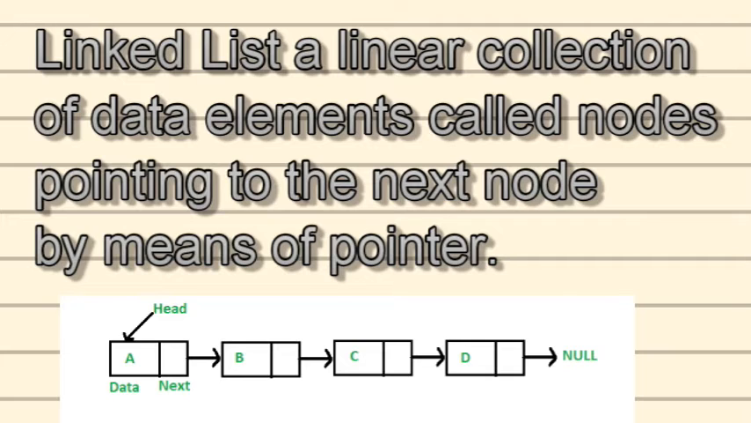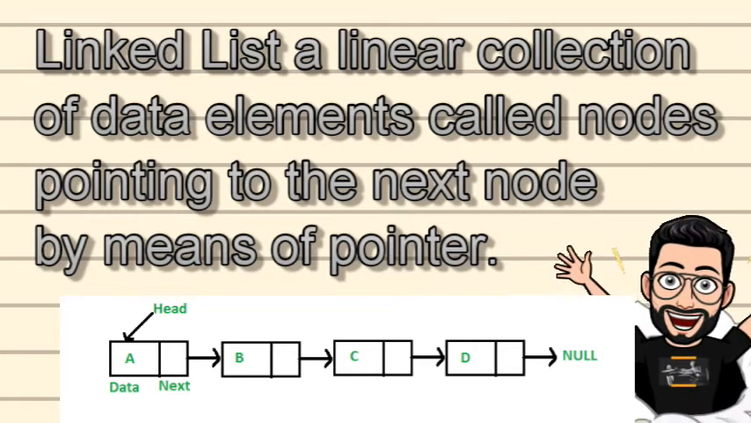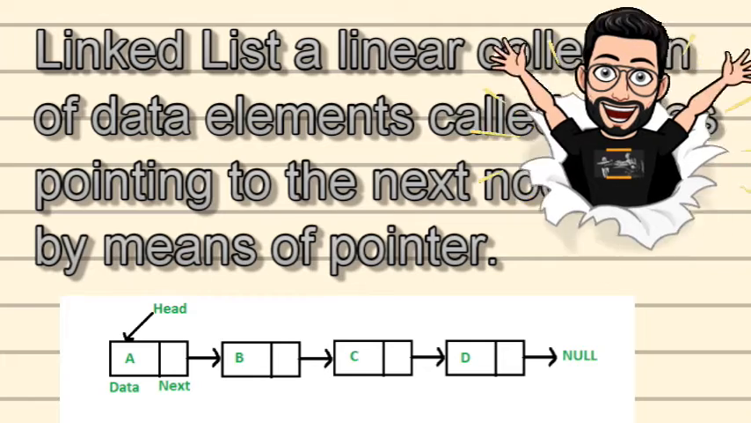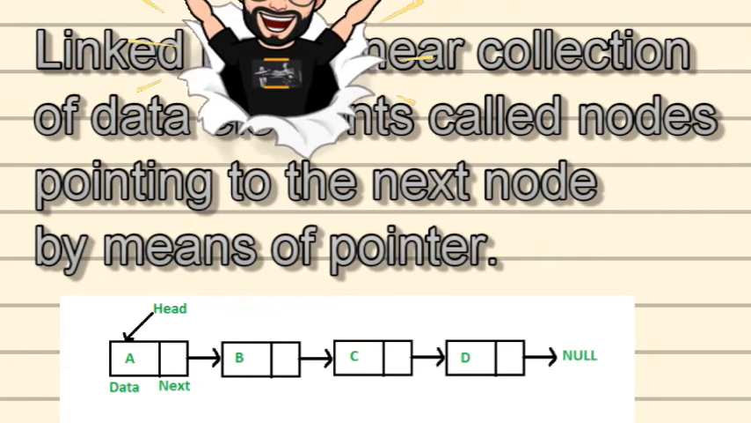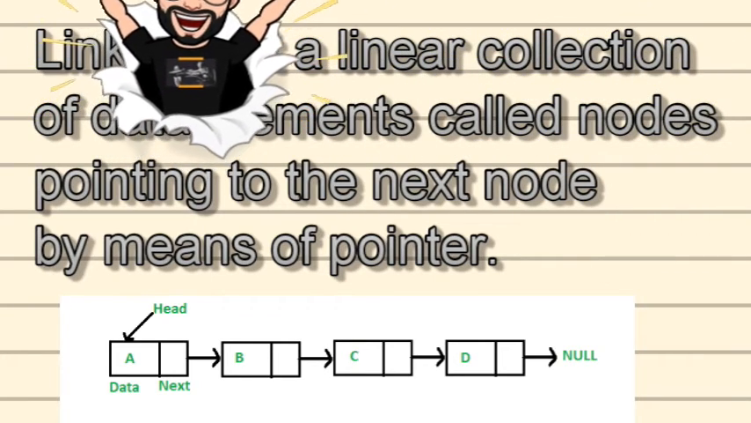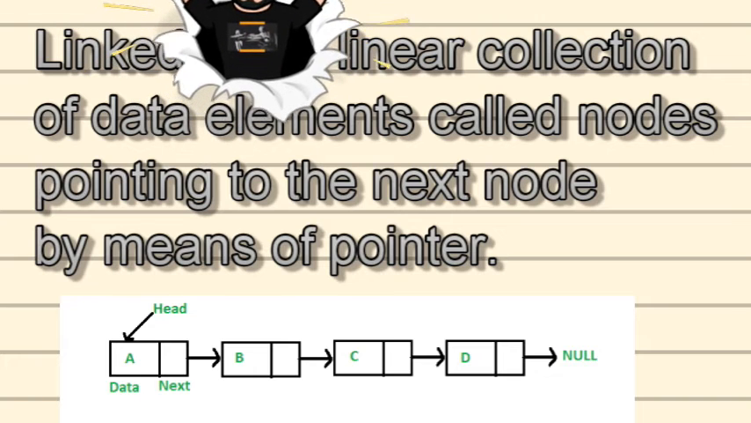Now coming to the very first thing, we are going to perform insertion in a linked list. Before performing insertion in a linked list, we must know what we mean by a linked list. A linked list is a linear collection of data elements called nodes pointing to the next nodes by means of pointers. Means in a linked list everything is called a node, and whenever it points to the next node, that is called a pointer.